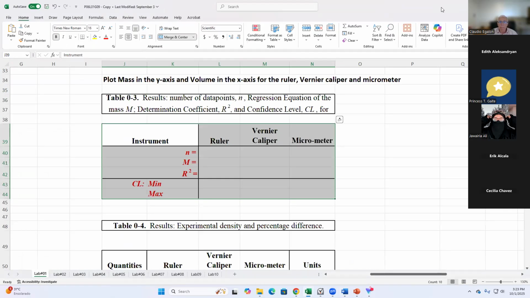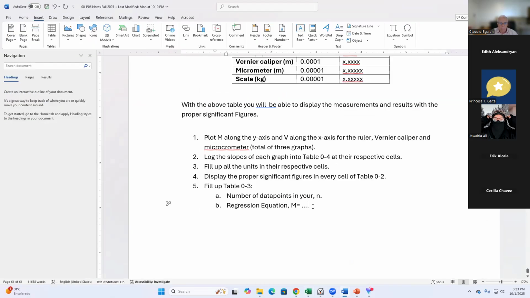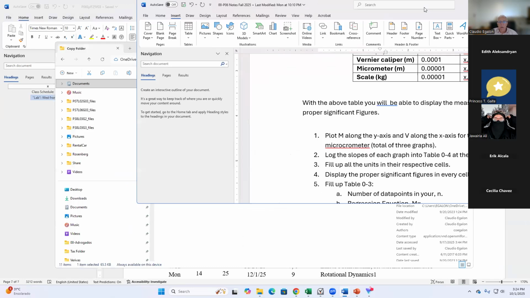Yeah. And then R square value. And then, okay, what else? CL, lower bound, upper bound. That's all you have to do for this lab.